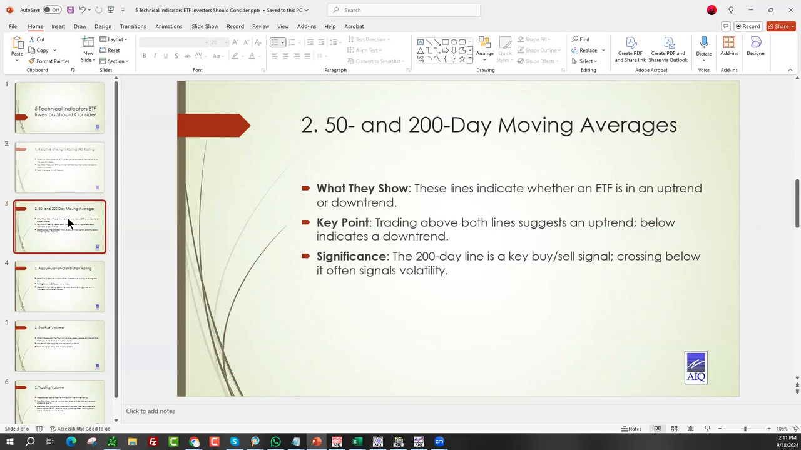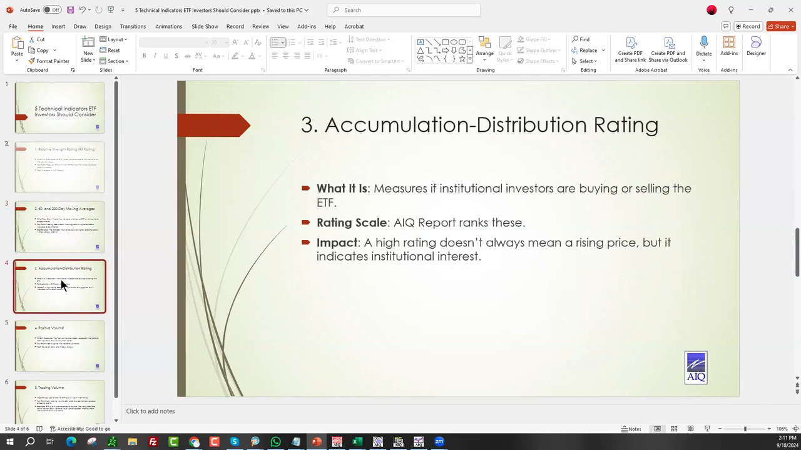So that's the second thing we'll look at, and it's easy enough to set up in charts. We all know moving averages. Simple arithmetic moving average is what we'll be looking at. Next area is accumulation distribution.